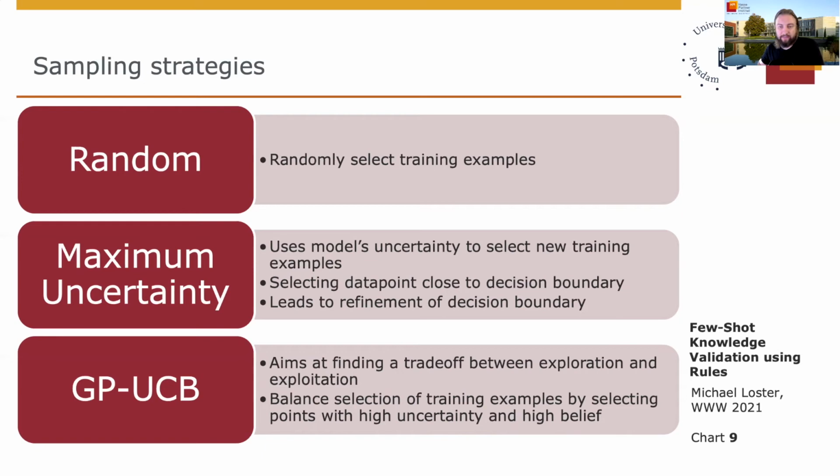Maximum uncertainty sampling uses the model itself to assess how valuable the labeling of each data point is. Concretely, this sampling strategy uses the model's uncertainty on unlabeled data points. The GPUCB strategy tries to find a balance between exploring the function space by selecting data points with high uncertainty, or exploiting the function space by selecting data points that it is fairly confident about the classification outcome.